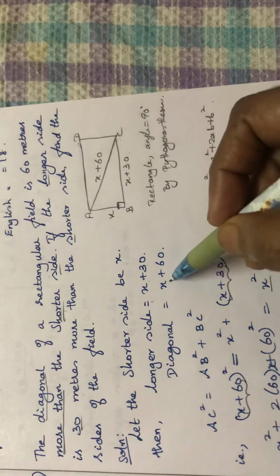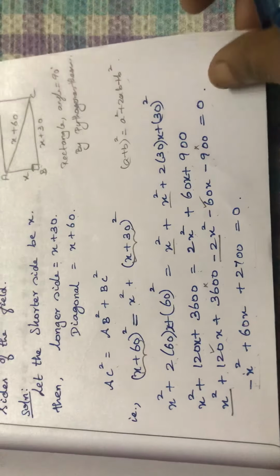Now bringing all the terms to one side. So this will become minus 2x square, this will become minus 60x, this will become minus 900 equal to 0. Now here x square is there, here 2x minus 2x square is there. So when I am simplifying, I will get minus x square. Here 120x is there, here minus 60x is there. When I am simplifying, I will get plus 60x. Here 3600 minus 900 will give you 2700 equal to 0. Now coefficient of x square is negative, so multiply with the entire negative and change the equation.